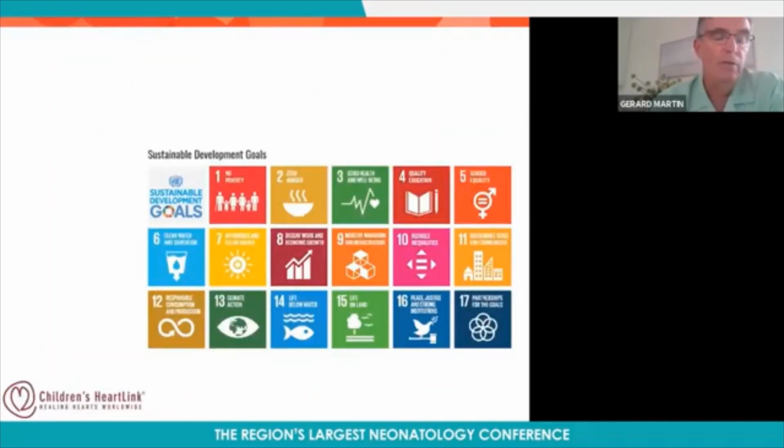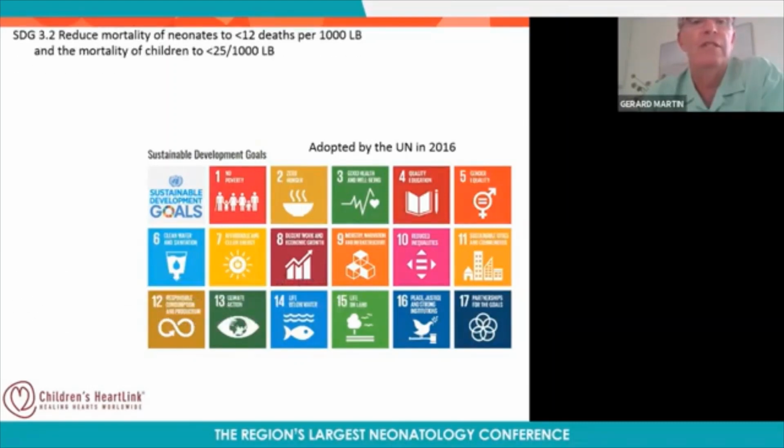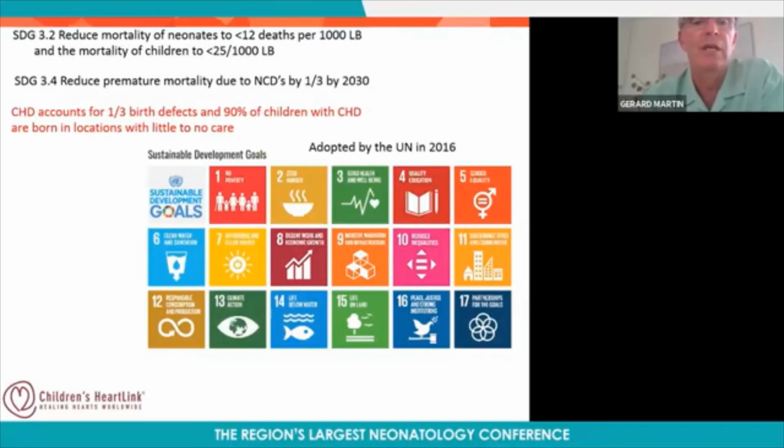Now, I want to talk a little bit before we end on disparity in congenital heart disease. This is information adopted from the United Nations Sustainable Development Goals in 2016. Those goals are looking to reduce mortality in neonates to less than 12 per 1,000 births and reduce the mortality of children to less than 25 per 1,000 live births. They want to reduce premature mortality due to non-communicable diseases by 1/3 by 2030. And the issue is, this is going to be a failure.